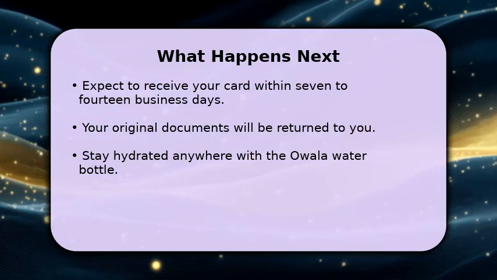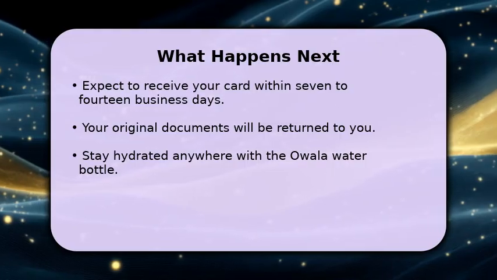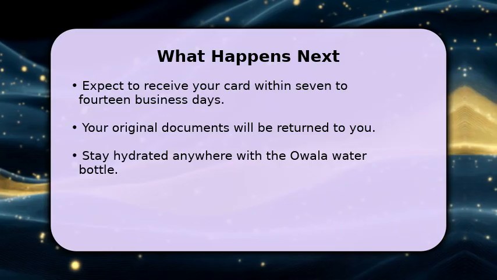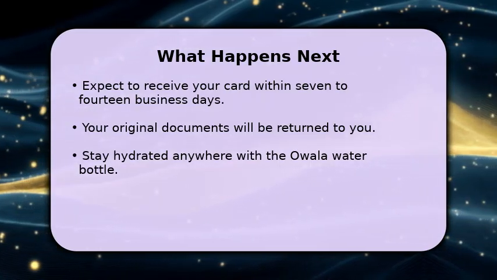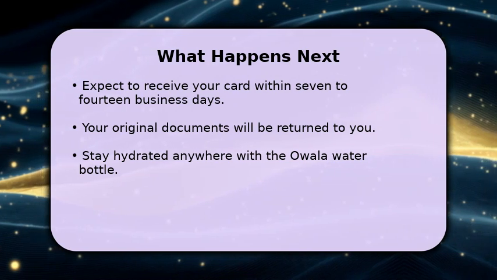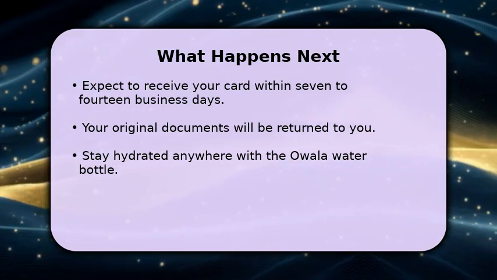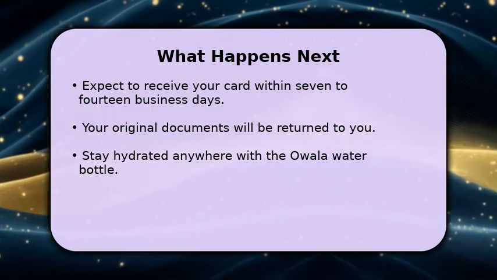After submitting your application and original documents, the Social Security Administration will process your request. You can typically expect to receive your new Social Security card in the mail within 7 to 14 business days. Your original documents will be returned to you, usually separately from the card, so keep an eye out for both. Remember to keep your Social Security card in a safe place once it arrives.